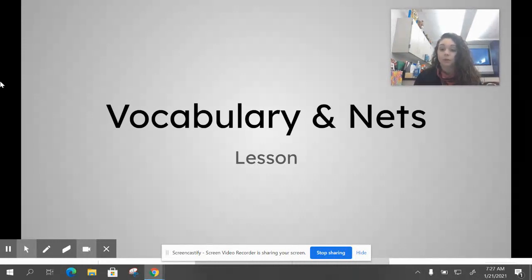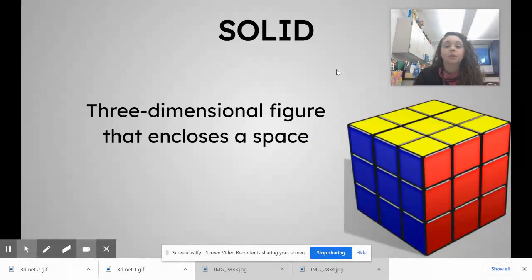I am going to go ahead and start introducing some vocabulary that might be familiar from yesterday's lesson. And then we're going to talk about nets, which I will explain in just a second. So first we're going to talk about what a solid is. A solid is a three-dimensional figure that encloses a space. So for example, if you've seen a Rubik's Cube or just a cube in general, that would be considered a solid. Any three-dimensional shape.